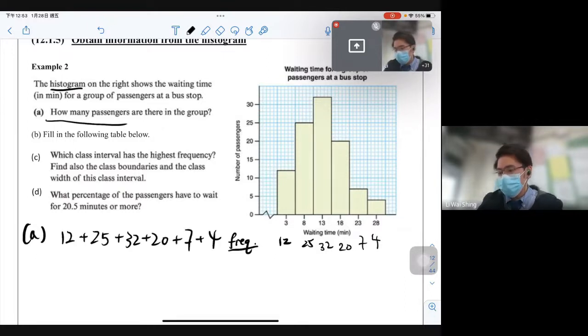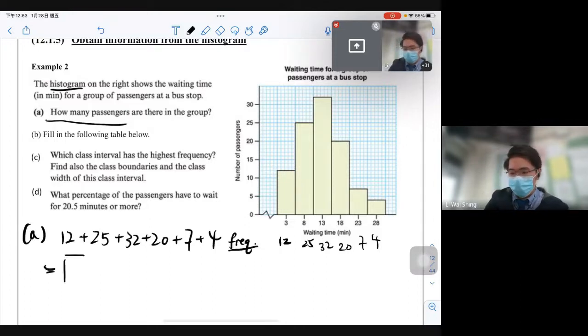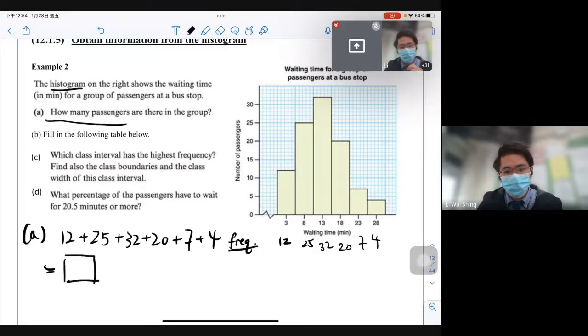Okay? So maybe we can move on to this part first, because I know some of you are still drawing the histogram. That's a good one, but we need to move on, right? So you find out the total frequency. What's the total frequency? Can you type it in the chat room? Yes, 100. Thank you very much.